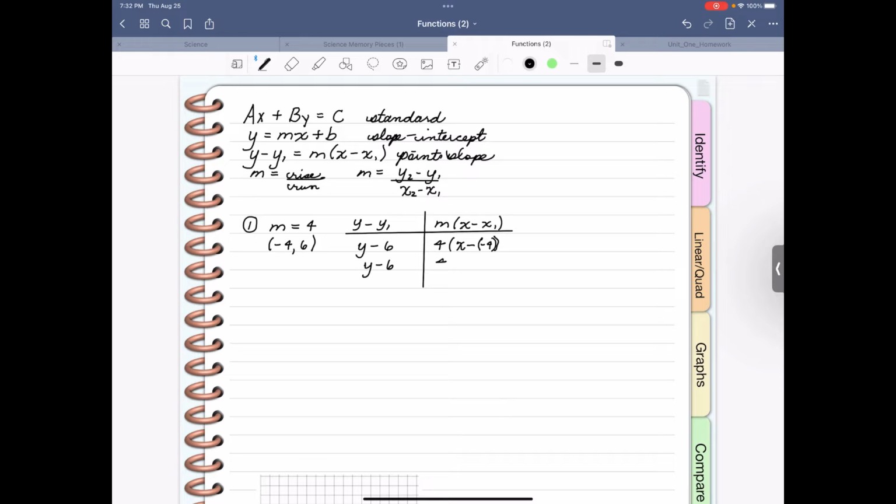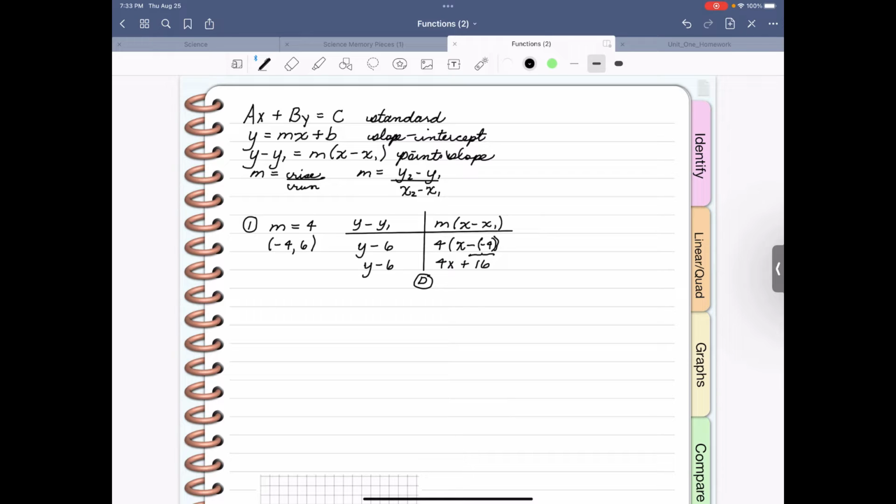Distribute the 4, so you get 4x. And then 4 times, this is going to be a positive 4. So 4 times positive 4 is positive 16. And that should be the equation that we need. I went just a little too far on my T-chart. But that is the answer, and that corresponds to option D. Y minus 6 equals 4x plus 16. So if you have the answer choices, you would want to choose D on that one.